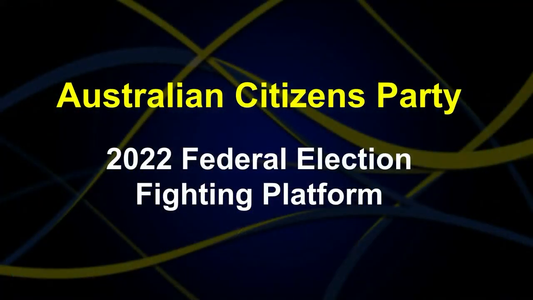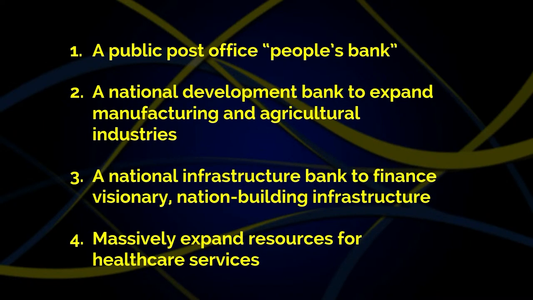So first of all, number 1, the Australian Citizens Party proposes the creation of a public post office people's bank. Break the oligopoly of the big 4 banks, which are arrogantly closing branches, debanking lawful businesses and reducing access and availability to cash. We have written legislation in draft form called the Commonwealth Postal Savings Bank Bill.